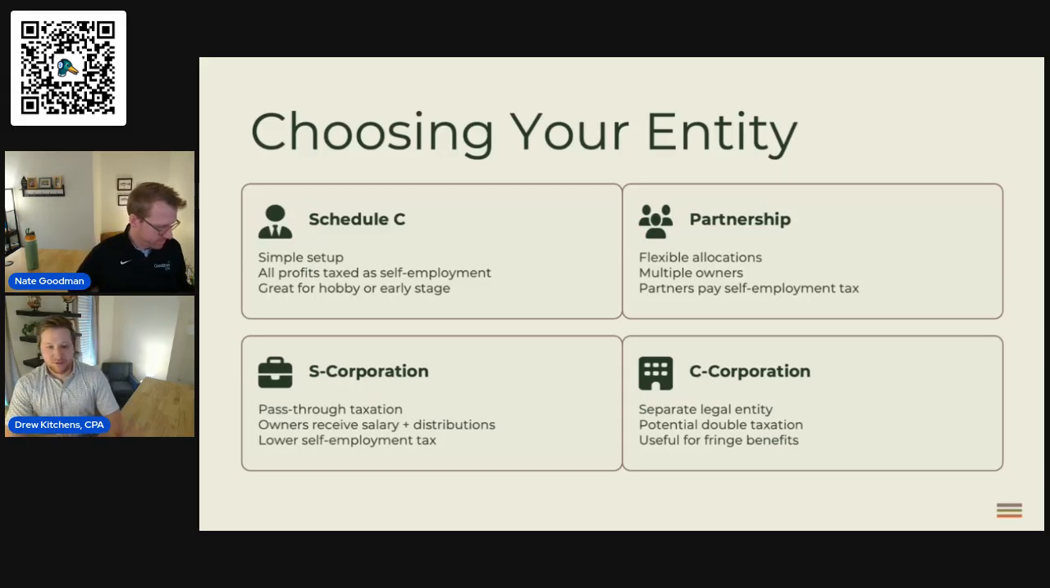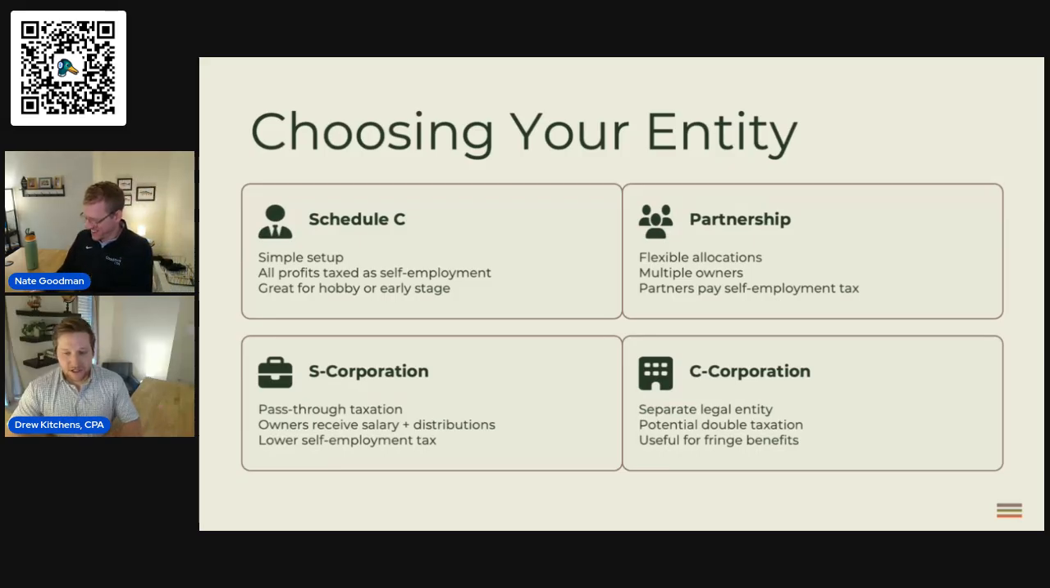Whenever you first start a practice, say that you're on the treadmill right now and you're looking to start a practice. If you went out and you formed a PLLC on day one, whether you are an individual or whether you're starting a practice with other doctors, that's going to help decide whether you're a Schedule C or a partnership. Right? You're going to be those things by default. Right? You start that PLLC and it's just you. You're striking out on your own, hanging out your own shingle.